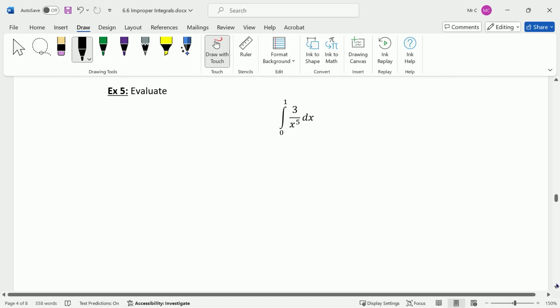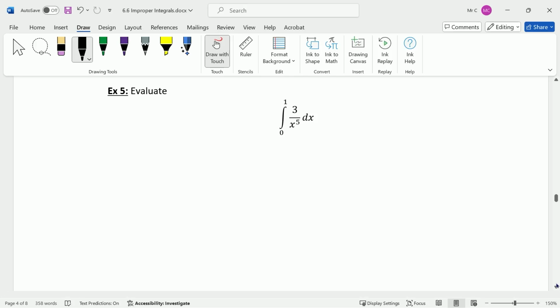Okay, so example 5, evaluate the integral from 0 to 1 of 3 over x to the 5th dx. Again, I look at my denominator. That's the first place I'm going to look the vast majority of the time. And I go, well, that can't be 0, so x can't be 0. If I draw my interval from 0 to 1, and I plot some t inside the interval, and ask where t needs to go, the discontinuity is 0. So t is going this way, towards 0 from the right.